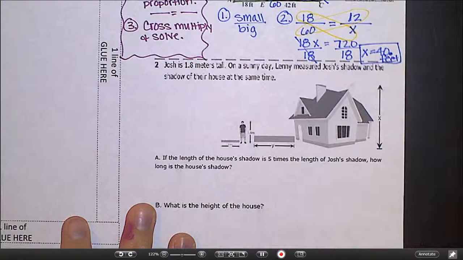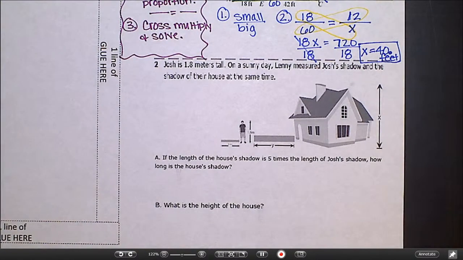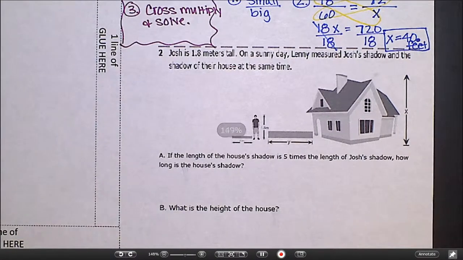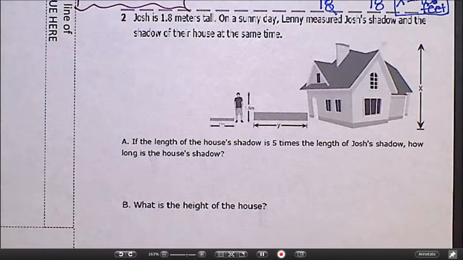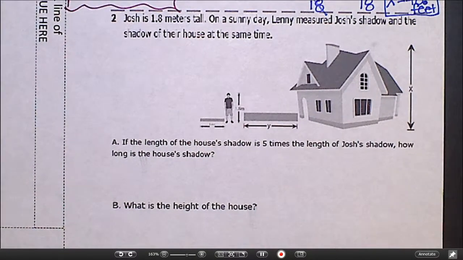Okay, let's look at number 2 together. There's a good chance you're going to see something like this about shadows and things on your test. So let's look carefully here. The first thing we need to notice is, well, let's go ahead and read the question.